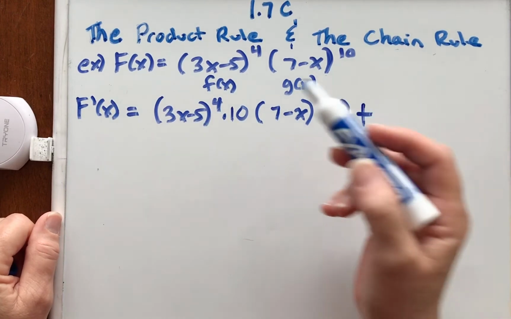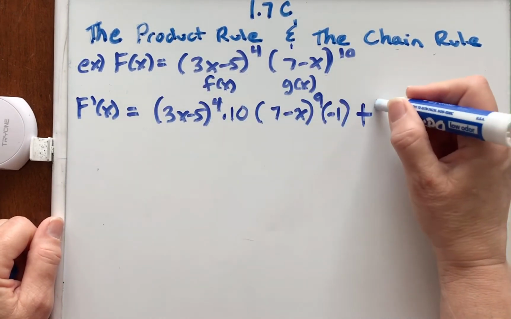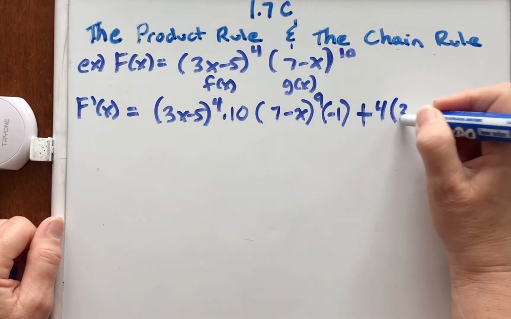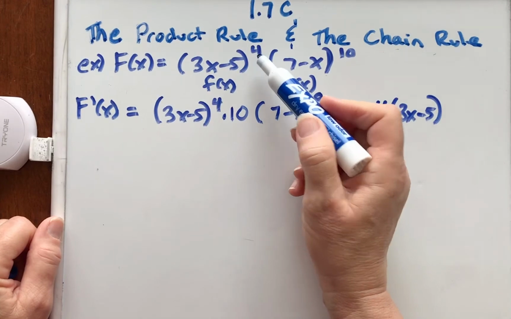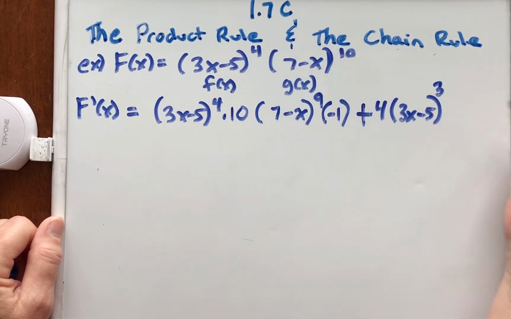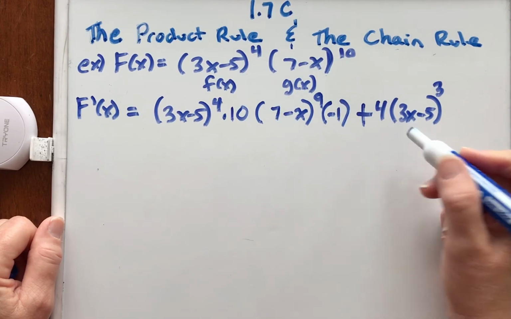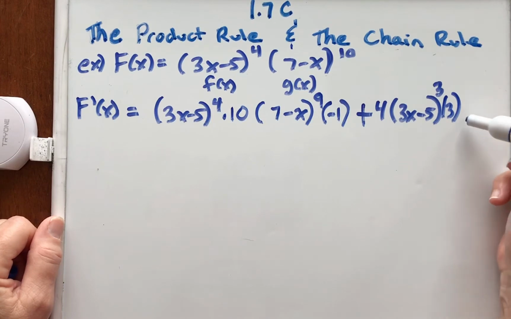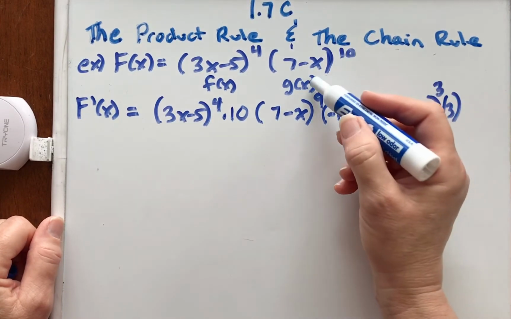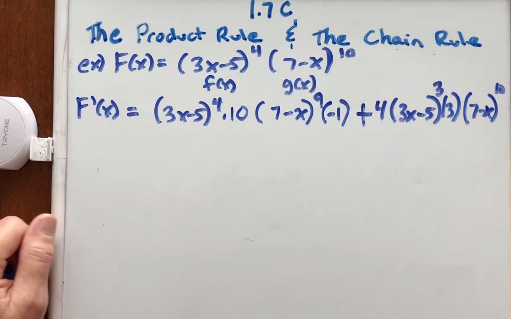Now we take the derivative of f of x by using the chain rule. We bring down the 4, leave 3x minus 5 inside, take away 1 from 4 gives us 3, and then we take the derivative of the inside. Derivative of 3x is just 3. And we're going to multiply all of that by g of x. And g of x is (7 minus x) to the power of 10.